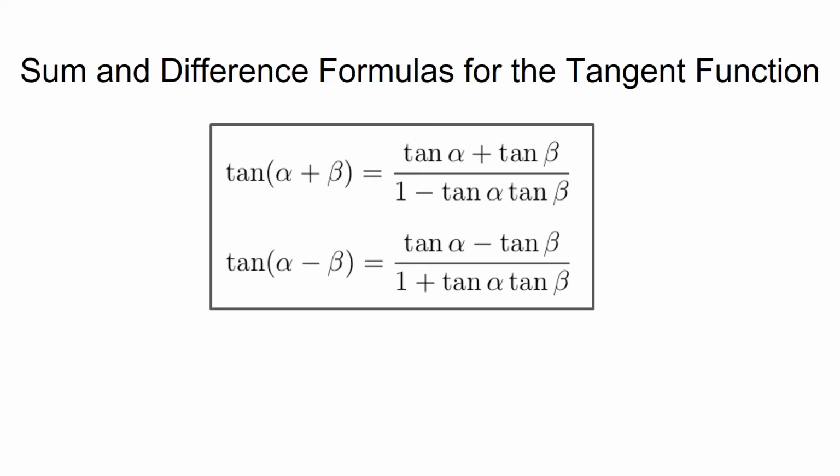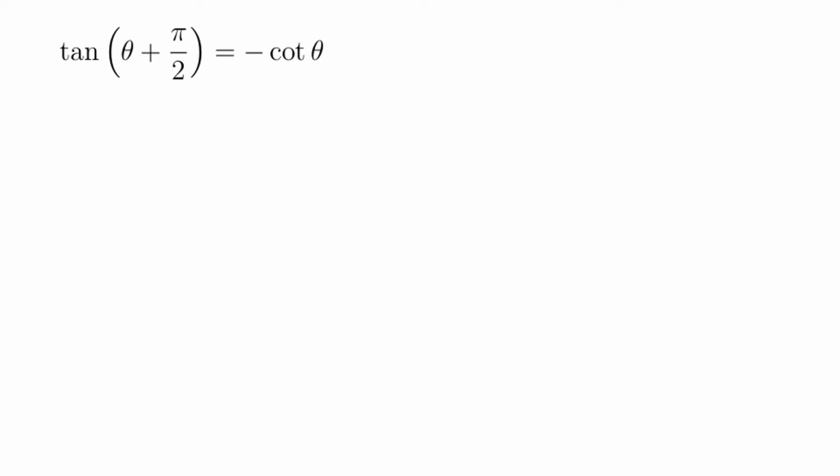The sum and difference formulas for the tangent function are derived in the textbook. We'll just show the results here. These formulas allow us to find the tangent of a wider variety of angles. We can also use them to help establish identities. For example, we'd like to establish that the equation tangent of theta plus pi over 2 is equal to minus the cotangent of theta for all values of theta.